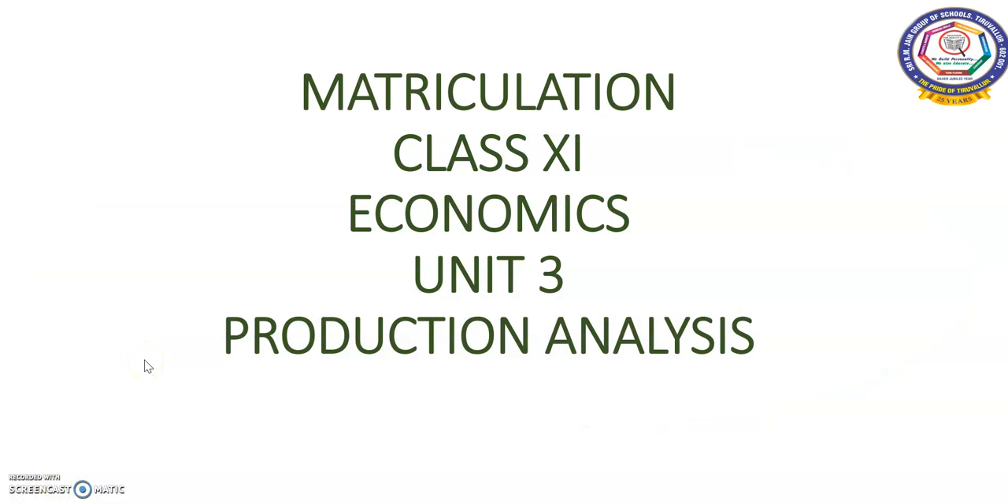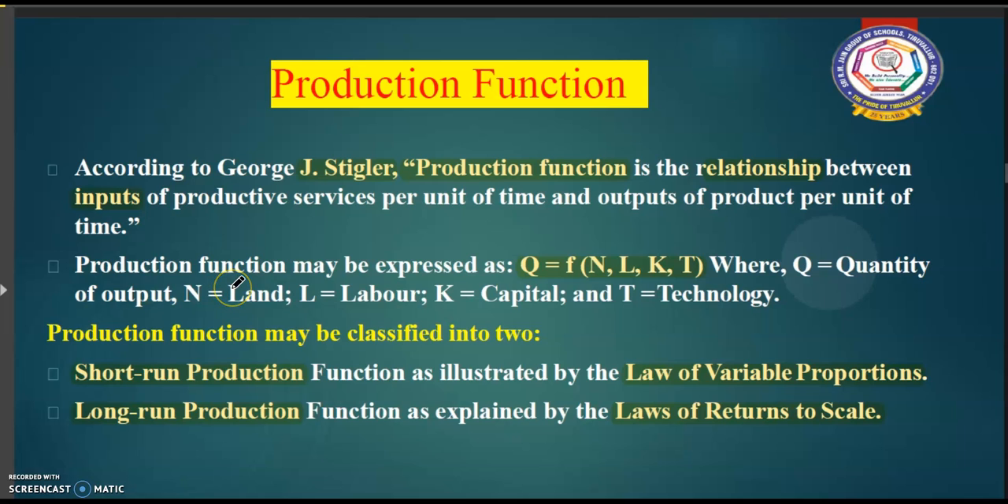Children, in our previous class we discussed the various factors of production and their characteristics. Today we are going to discuss the production function. First, what is meant by production function? It refers to the relationship among units of the factors of production, which are also known as inputs, and the resultant quantity of a good produced, that is output.